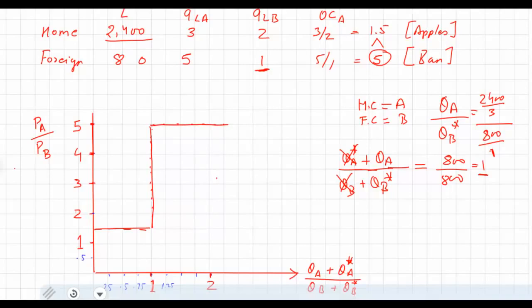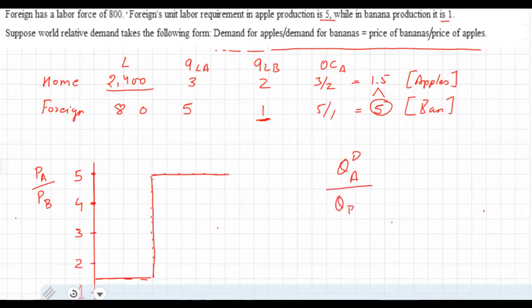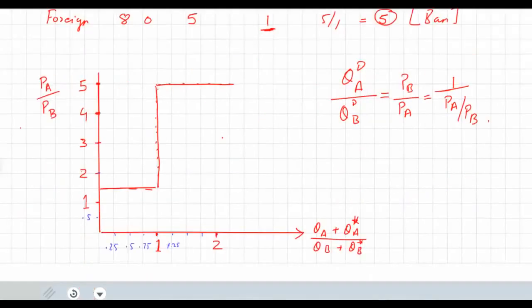Okay. Now what we need to know is, where does the demand function lie here? We've been given an equation here. This says demand for apples over demand for bananas is equal to price of bananas over price of apples. So if I was to write this down, this is quantity demanded of apples over quantity demanded of bananas is equal to price of bananas over price of apples, right? Or this can be written as 1 over price of apples over price of bananas. This is what we've been given as a demand function.